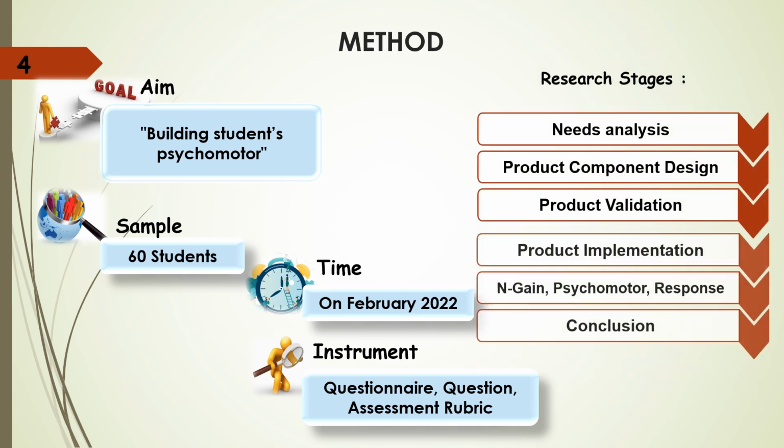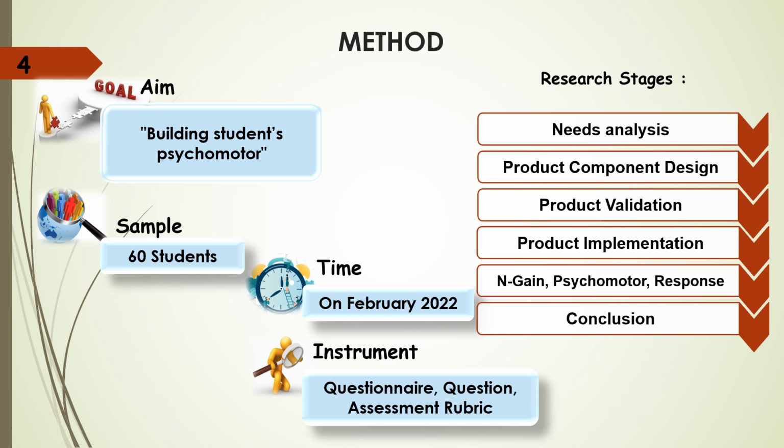The research phase is, first, to conduct a needs analysis, then design product components, carry out product validation, then implement the product in the experimental class. After that, measure and gain psychomotor and student responses, and finally conclusion.